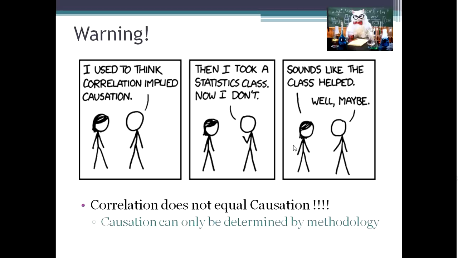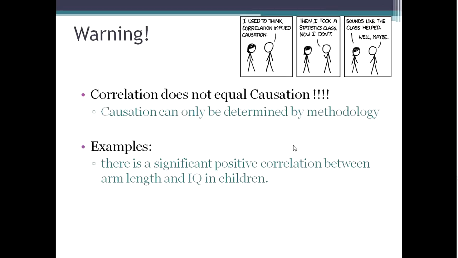Just because 2 things are related doesn't necessarily mean that one of those things causes the other. So, for example, there is, and this is true, a significant positive relationship between arm length and IQ in children. As children's arms get longer, they also get smarter. Now, does this mean that arm length causes an increase in intelligence? Or does this mean that intelligence causes an increase in arm length? No. There's a third variable that influences both of these things, and that is age. Children who are younger have shorter arms and they have lower IQs than children who are taller. They have longer arms and they know more stuff.